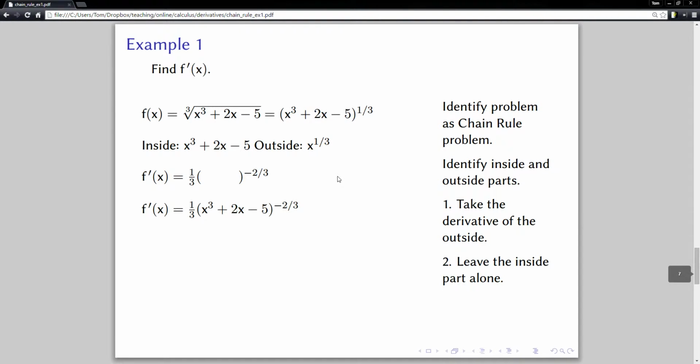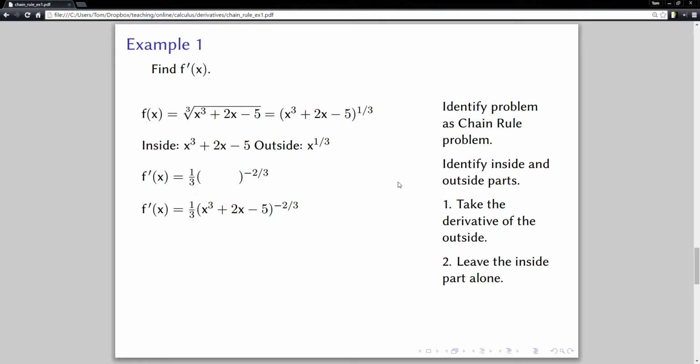Step 2, we would leave the inside part alone. So in other words, everywhere there would be an x in the derivative of the outside, basically where I left this blank here, I would leave the inside part in there, the inside part being x cubed plus 2x minus 5. So that's the second step of the chain rule.